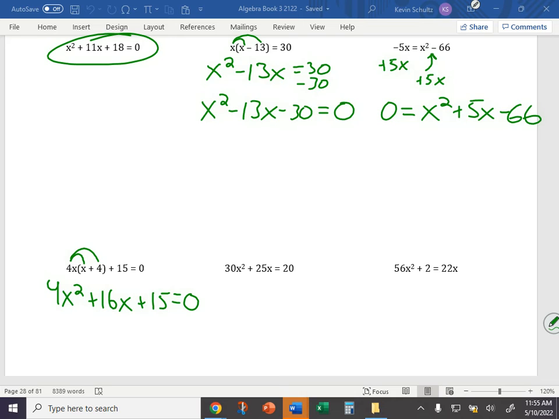The next one, this 20 is a bit of a problem. It's on the wrong side. We have to move it over to the left side. And again, because we're moving it, the sign has to change. So 30x squared plus 25x minus 20 equals 0.